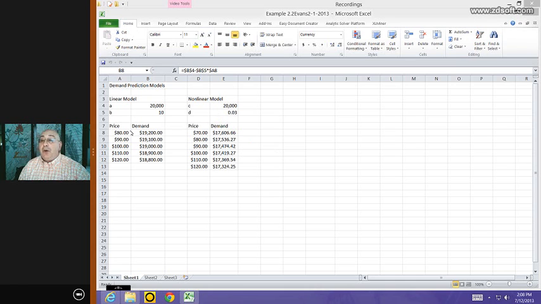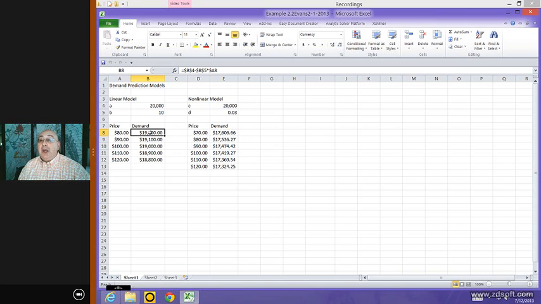So what are we going to do here? We're going to take this one, and we're going to start with the linear model. And again, $B$4 refers to the 20,000 that we're going to start with, minus $B$5, which is the 10, times A8, A8 being the price originally. So as we increase the price from 80 to 90, the demand decreases from 19,200 to 19,100.